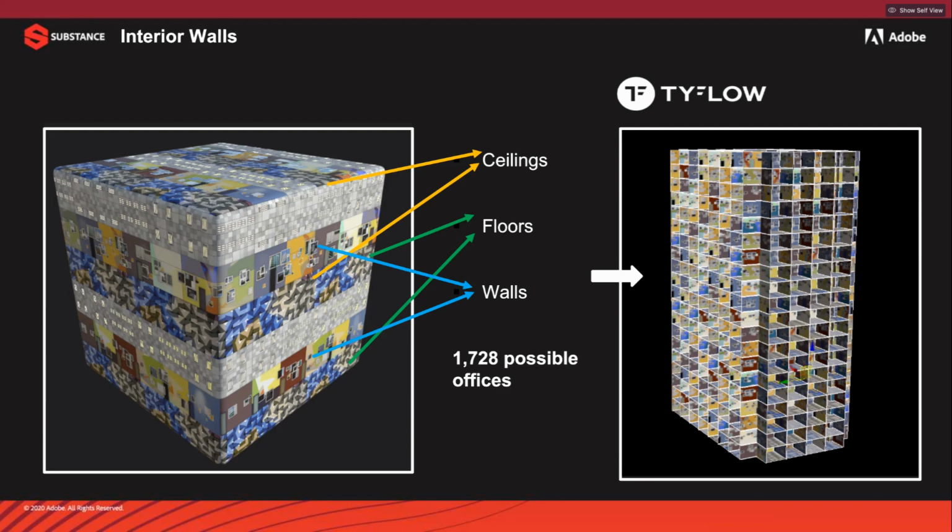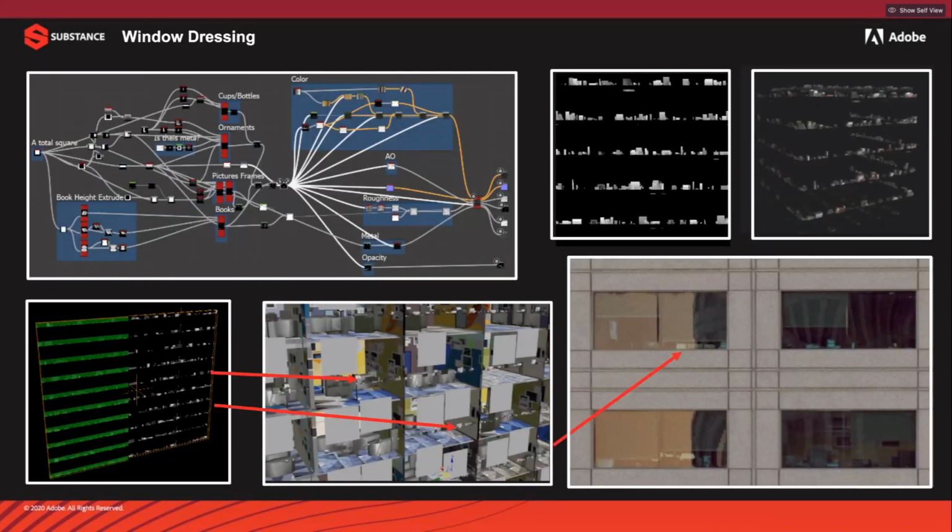And then obviously as you bring in different furniture, you ultimately get into probably millions of possibilities. You'll still see the same background in a lot of the offices, but that's the thinking behind it. This is the window dressing. Someone's asked about this. It's little projections. I'm using the height extrude node in Designer.